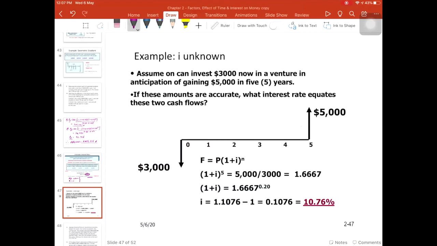And the last one you will get 10.76%. It depends. You can use the formula or use the standard factor tables. It depends on you.